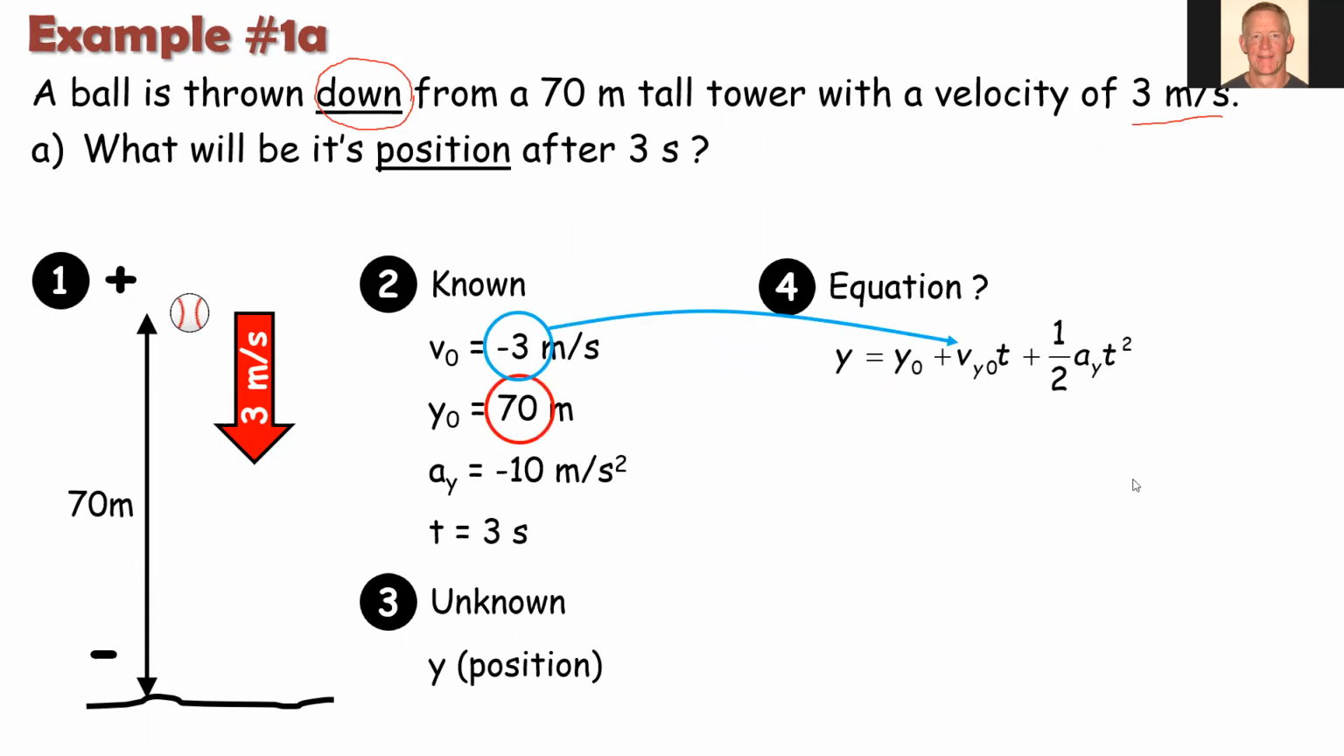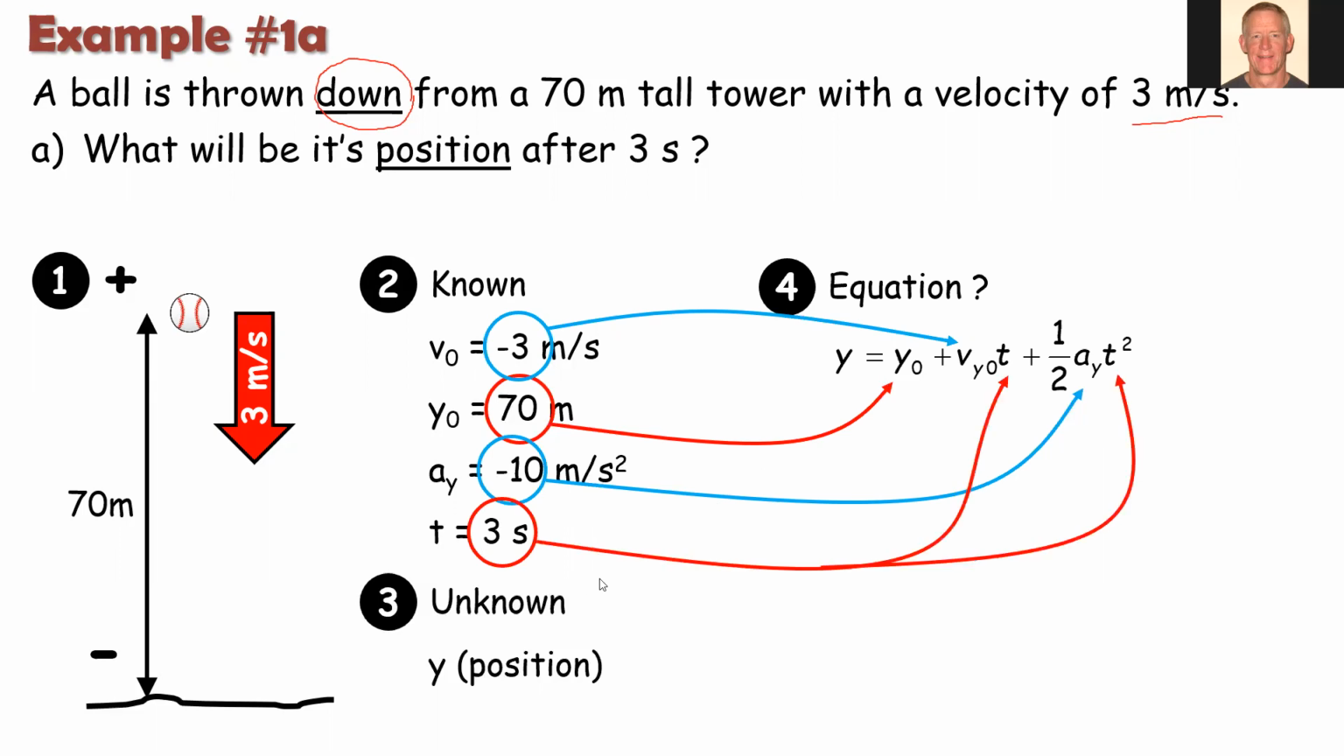Okay, so we're going to put in -3 for our initial velocity. We're going to put in 70. Are we going to use that information? Yes, because we know the initial position is already 70 meters above the ground, and the acceleration we know is -10, and the time is 3. So in this problem, we're going to use all three terms of the equation because we have some initial conditions that are not zero.